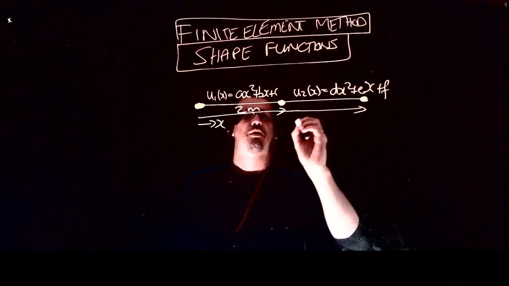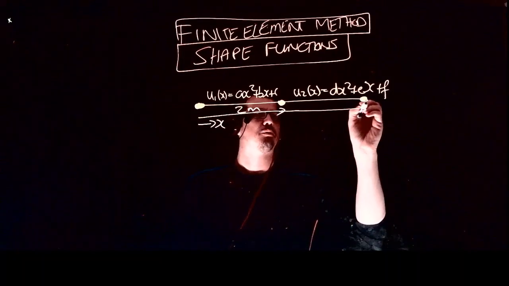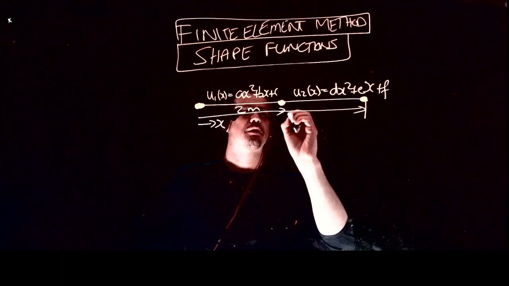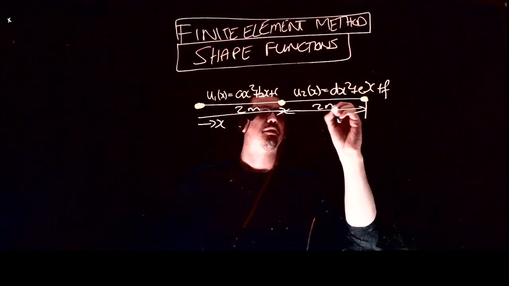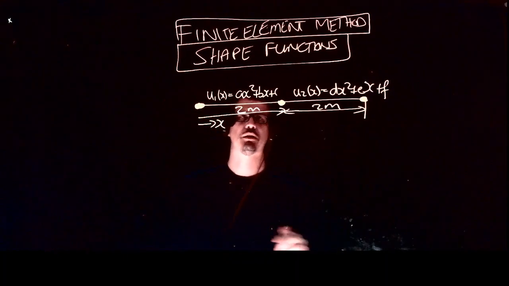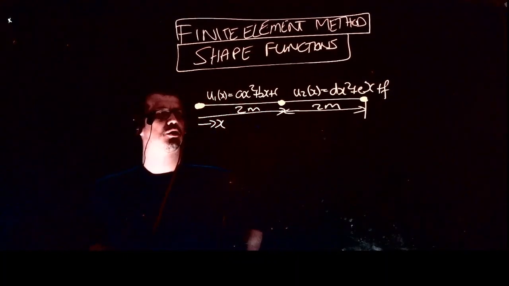And let's say this coordinate here is, that's bad. Let's call it this distance, to be quite confusing. It's another 2 meters, so this is 4 meters. But that doesn't matter so much, it's just to put things into context.